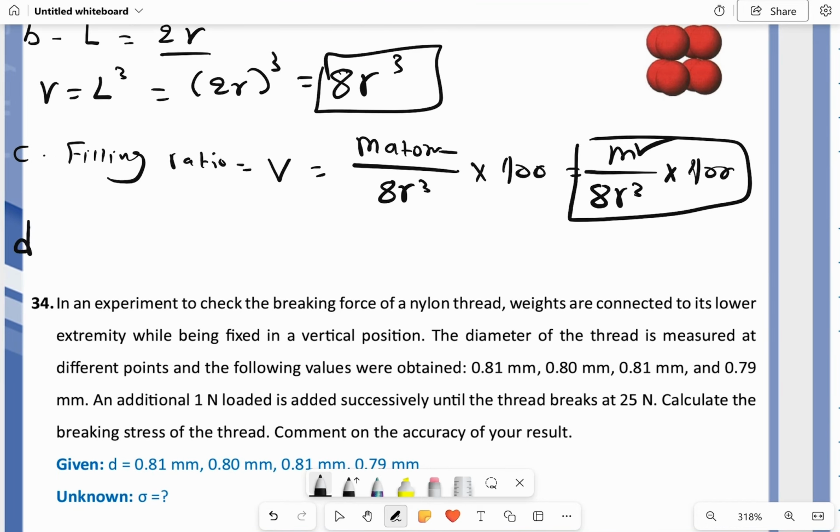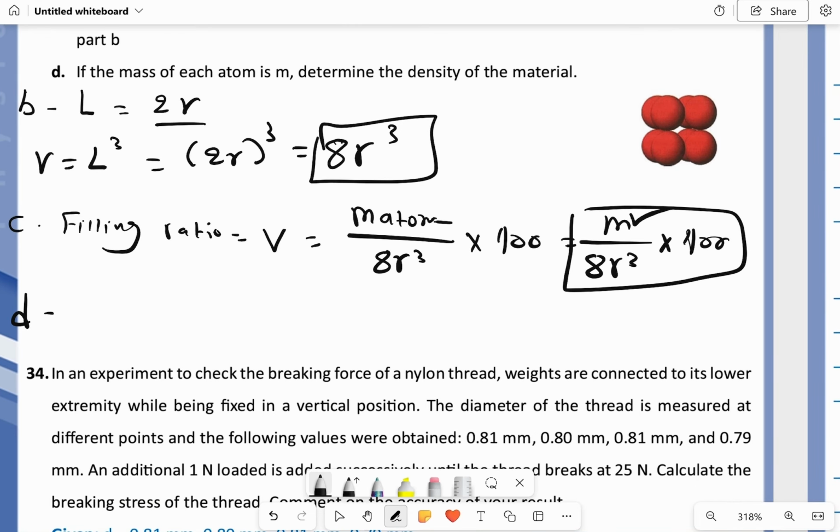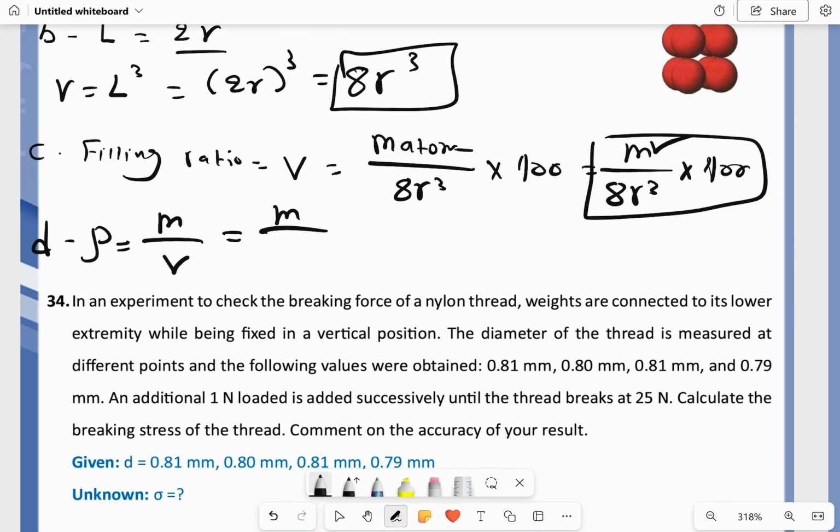D, it says if the mass of each atom is m, determine the density of the material. So density is equal to mass divided by volume. Then m divided by what? Did we find volume? Yes, volume is equal to 8r cubed. So this one is for density.